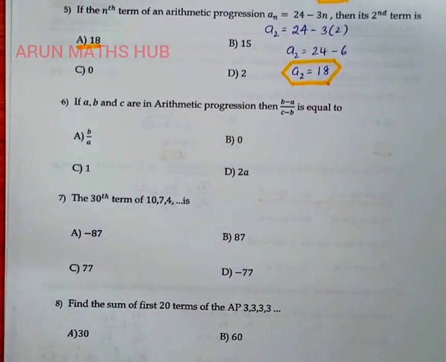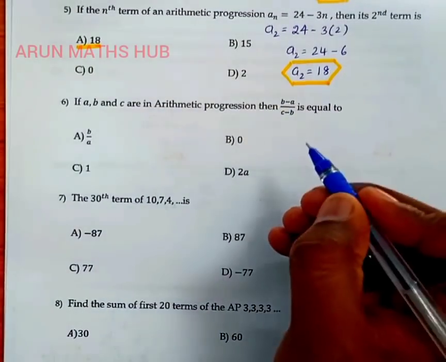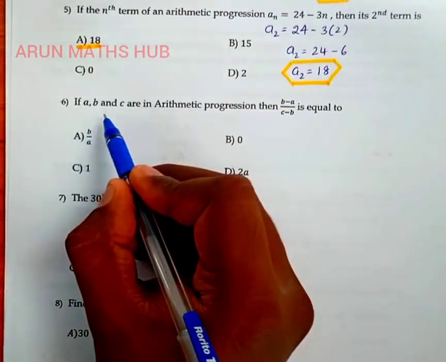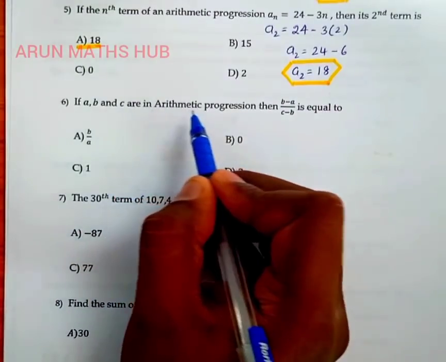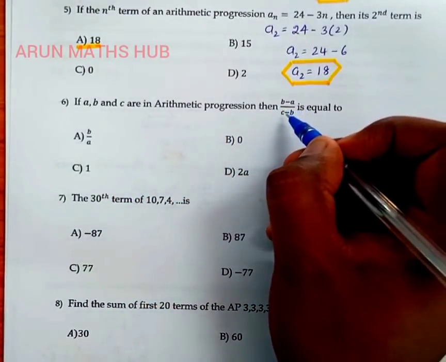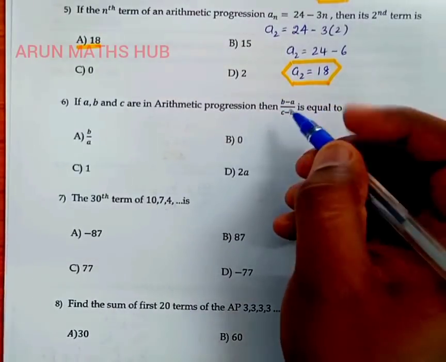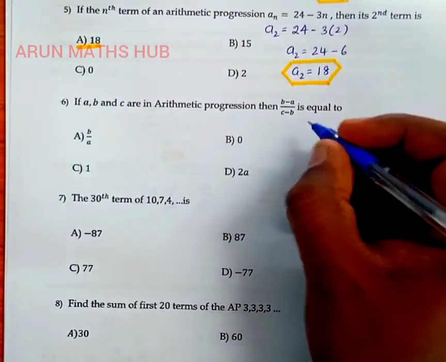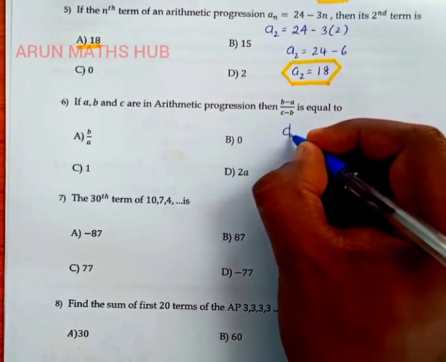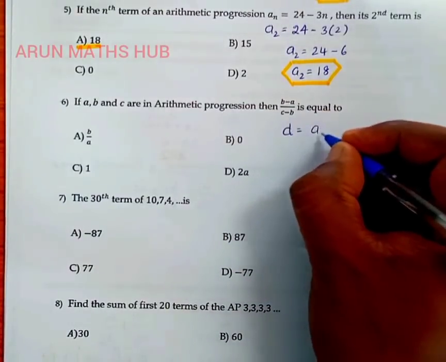Now, sixth question: if a, b and c are in arithmetic progression, then the value of b minus a divided by c minus b is equal to. So, a, b, c are in arithmetic progression. We need to find out the value of b minus a divided by c minus b. So, d equals what? a2 minus a1.